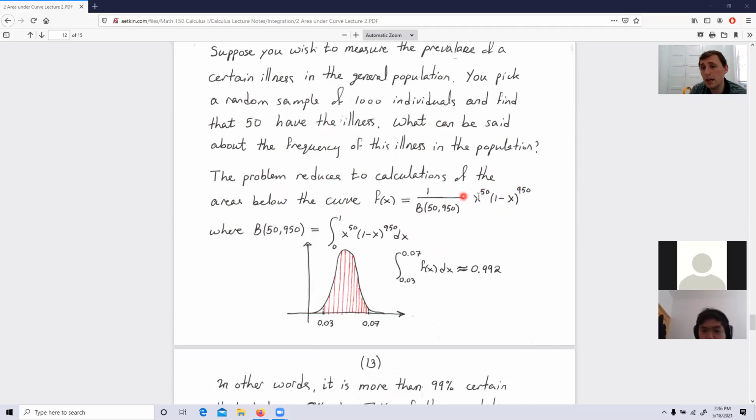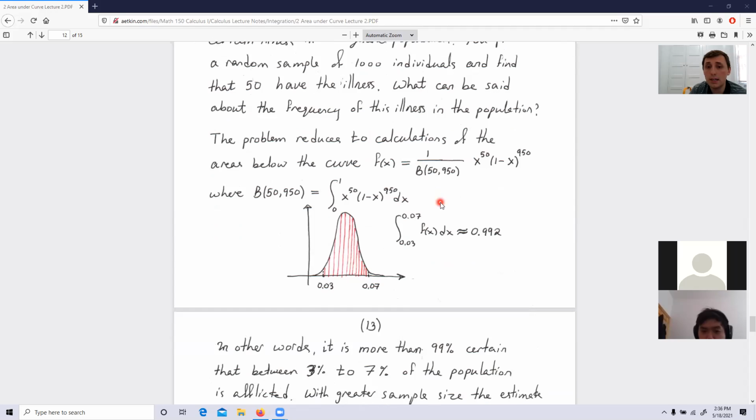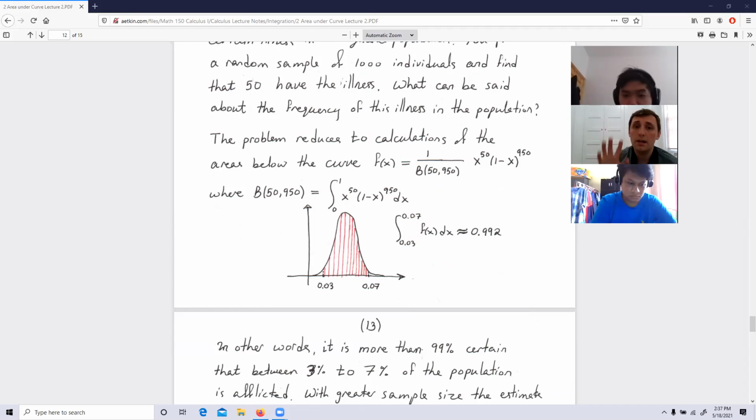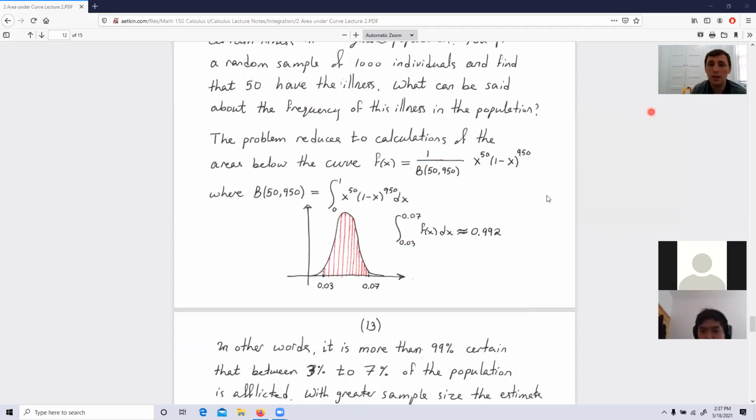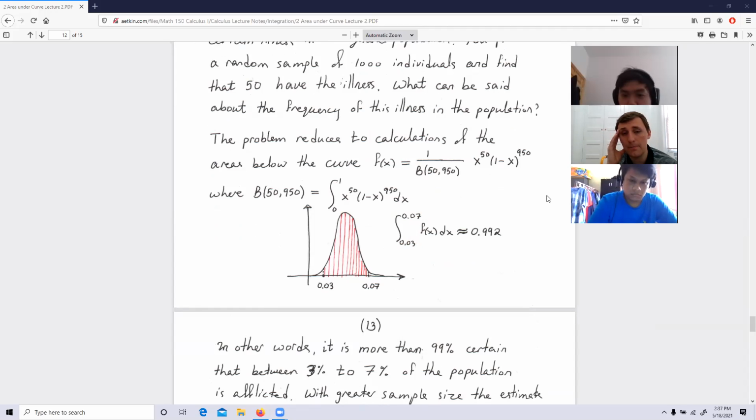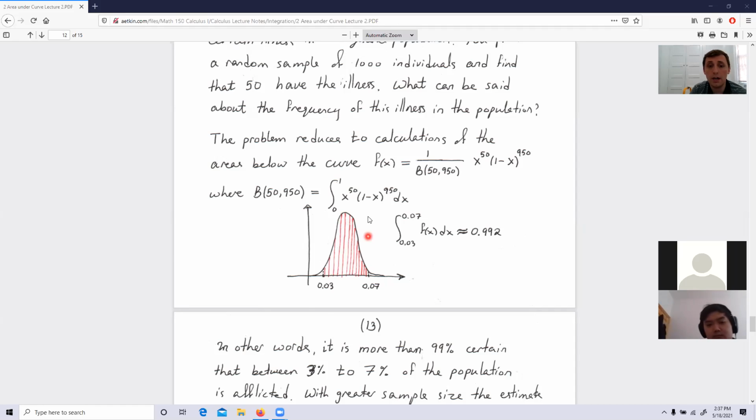You see, finding the area under the curve of the function that I wrote over here. For instance, you would see that the probability that the illness affects between 3% to 7% of the population is... The estimate is that it's likely that between 3% to 7% of the population are sick, and this likelihood is 99%. Okay, it's 99% certain that it's between 3% and 9%, given this information. You follow? If I have a bigger sample, I can make a better and more narrow prediction. And this has to do with area under the curve.